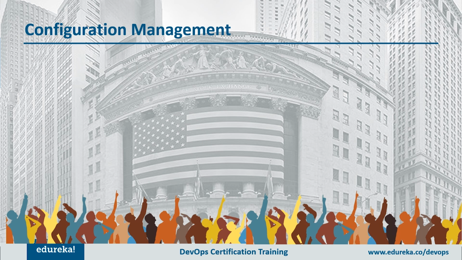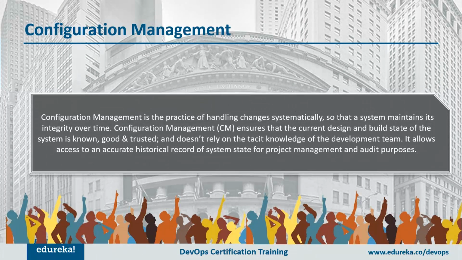So if I have to define configuration management for you, configuration management is the practice of handling changes systematically so that a system maintains its integrity over time. So, configuration management ensures that the current design and the build state of the system is known, good, and trusted, and doesn't rely on the knowledge of the development team. It allows an accurate historical record of system state for project management and audit purposes, and this is how configuration management helps you to overcome the challenges. So, guys, that was about configuration management.